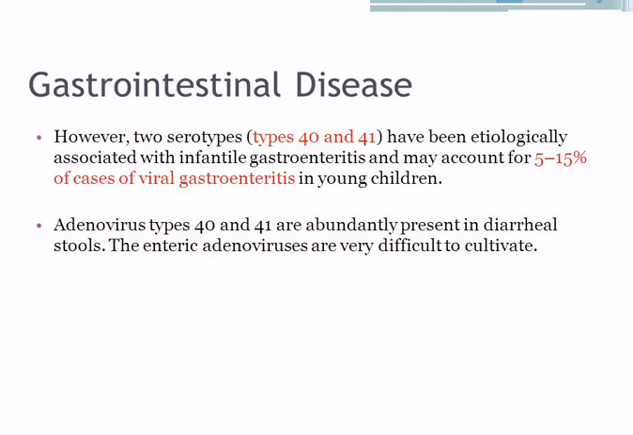Gastrointestinal disease. However, two serotypes, types 40 and 41, have been etiologically associated with infantile gastroenteritis and may account for 5 to 15% of cases of viral gastroenteritis in young children. Adenovirus types 40 and 41 are abundantly present in diarrheal stools. The enteric adenoviruses are very difficult to cultivate.